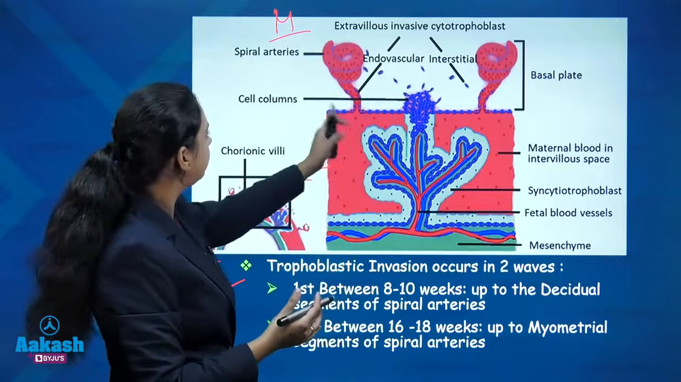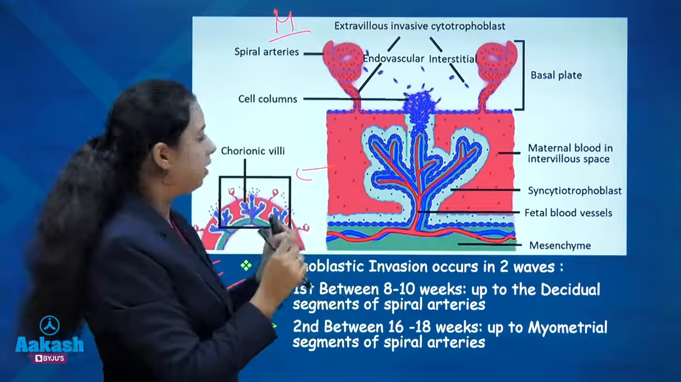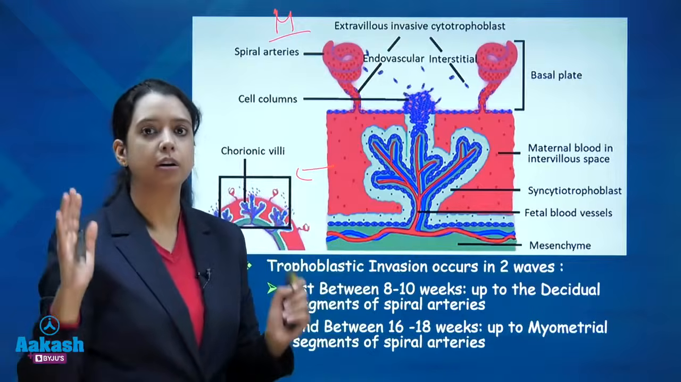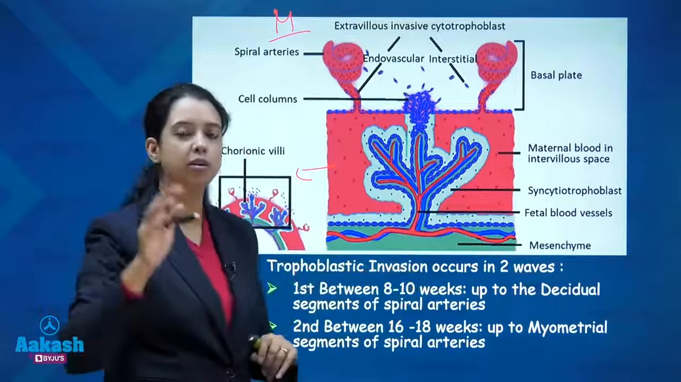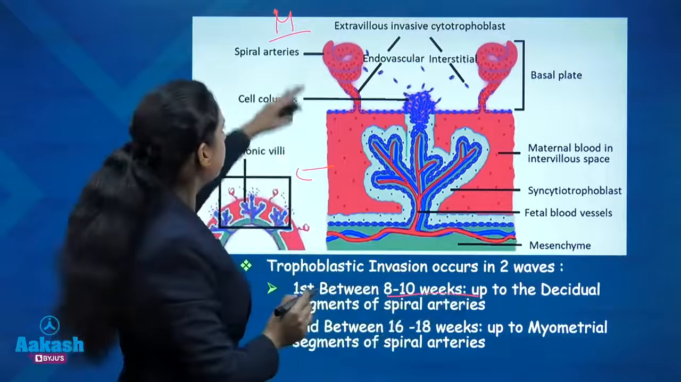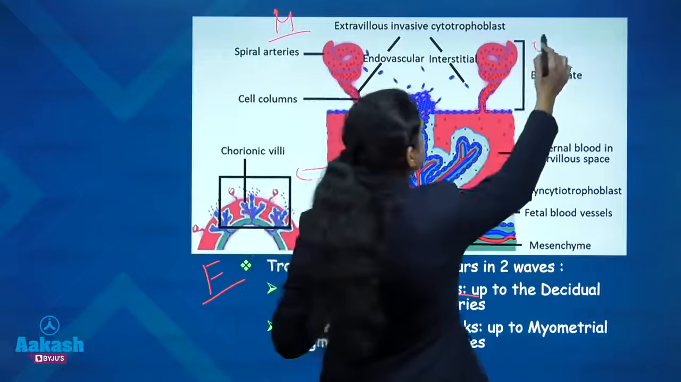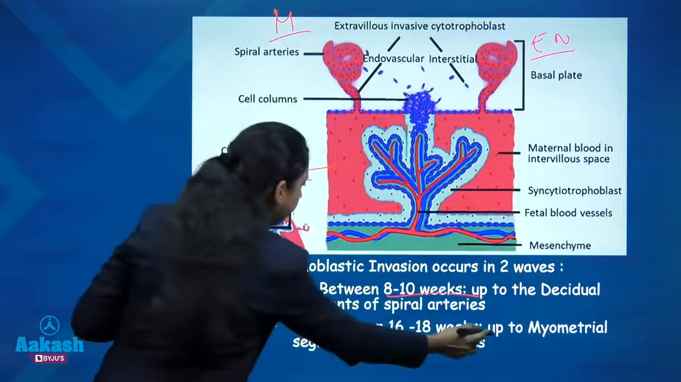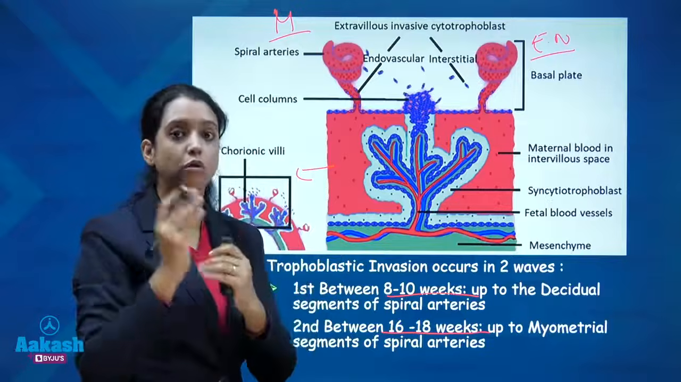So what are they doing? This trophoblast invades the spiral arterioles and converts them from thin, high resistance channels to low resistance channels. That is the work of trophoblast. Now, trophoblastic invasion occurs in 2 waves. The first wave is at 8 to 10 weeks, when the spiral arterioles of the endometrial region are invaded. The second wave is between 16 to 18 weeks, when the spiral arterioles of the myometrial region are also invaded.